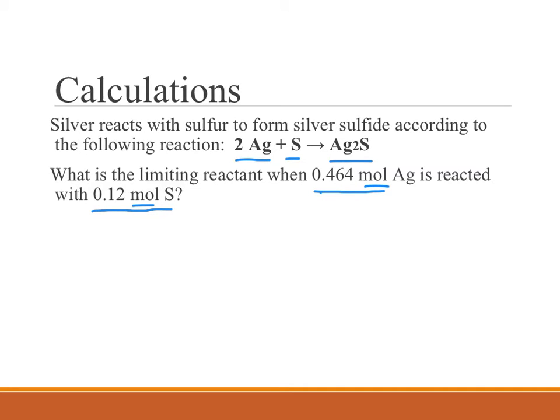We can do our mole ratio, and we're being concerned about silver and sulfur. So we're going to create this equivalent fraction. We go back to our balanced equation to see we have 2 moles of silver to react with 1 mole of sulfur. We are given, we'll just start with silver, 0.464 moles of silver, and we want to know how much sulfur then will react with it.